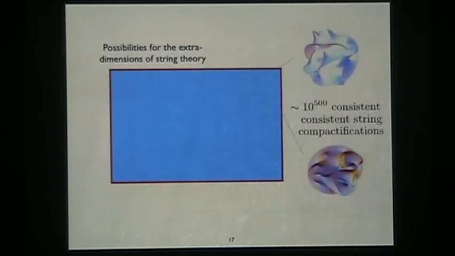You should think of this blob as a collection of individual dots. Each dot is a different choice for what the extra dimensions are. But there's so many of them that we can't even see the spacing between the dots, so we just draw a blob.